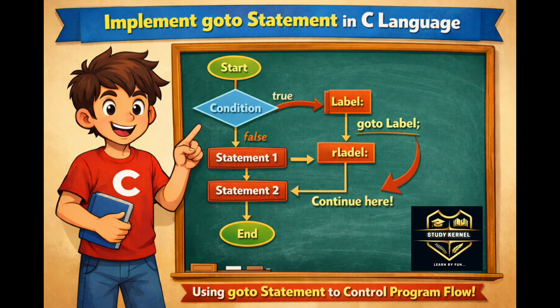Today in this video we are going to implement goto statements in C language. Here we shall demonstrate goto statement using loop to print 1 to 4 number. So let's start.